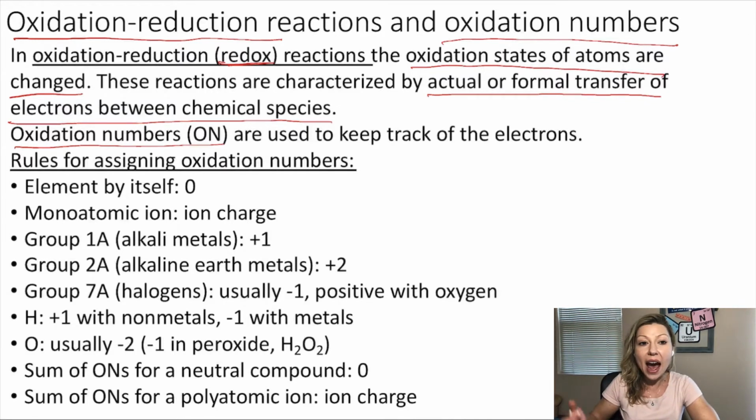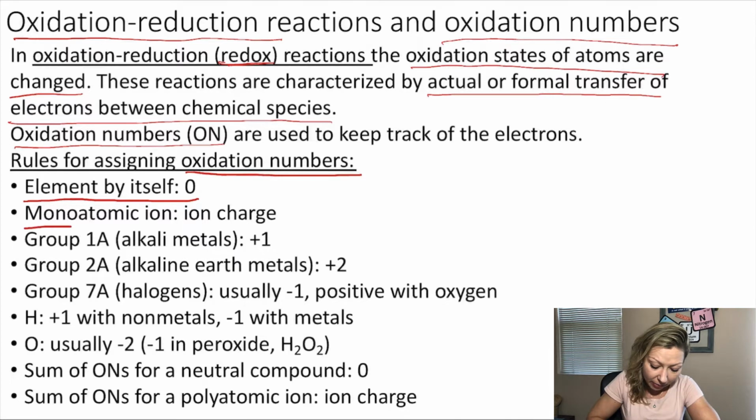Okay, we have a couple of rules to assign oxidation numbers. So first of all, if you have an element by itself, it's going to have an oxidation number of 0. Monatomic ions are going to have the oxidation number the same as their ion charge. Group 1A metals are going to have a +1. Group 2A are going to have a +2 oxidation number.